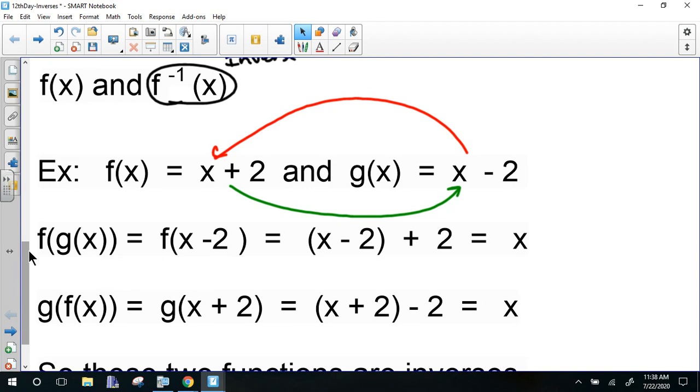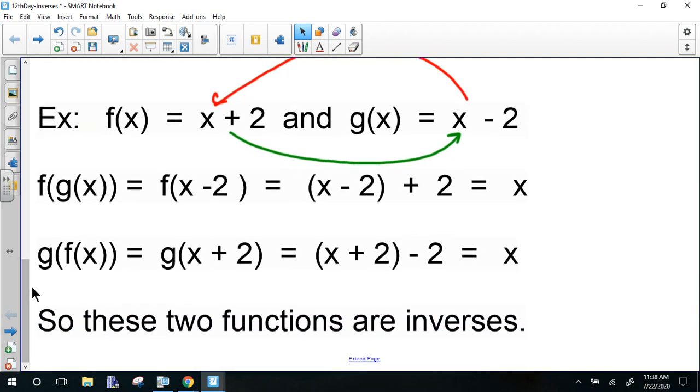That proves that these two functions are inverses of each other. When you do the composition of the functions both ways, and you get x for each one, that's the proof that they're inverses.